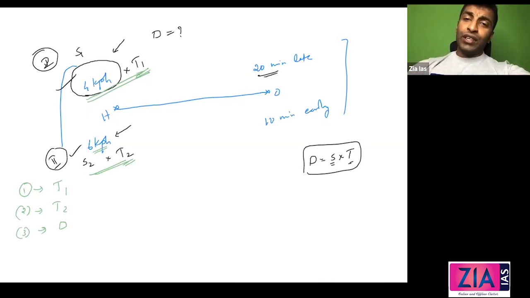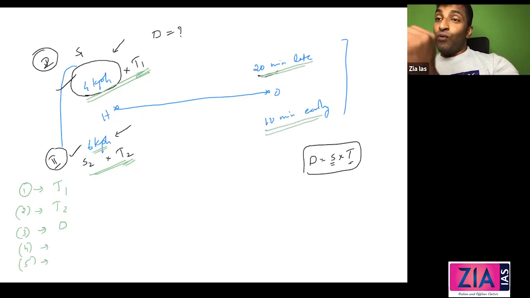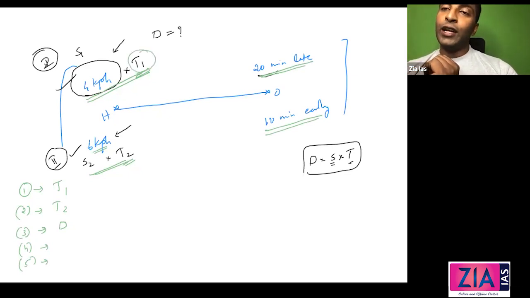Can I frame any other question? A 4th question or 5th question I can make? Think logically, what else can I make? Listen here, here you are 20 minutes late, here you are 10 minutes early. T1 is how much time you took in the first case. T2 is how much time you took in the second case. I can ask you about a T3. What should be that question, guys? If you take T1, you are 20 late. If you take T2, you are 10 early.